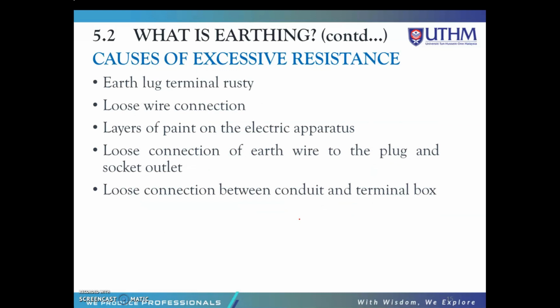Okay, what causes this excessive resistance? There are 5 causes. The first one is the earth lug terminal rusty, the loose wire connection, layers of paint on the electric apparatus, loose connection of earth wire to the plug and socket outlet, and loose connection between conduit and terminal box. Okay, so if a circuit has excessive resistance, it will prevent the wire or component from carrying sufficient current under high load conditions. Okay, so we have to avoid the excessive resistance.